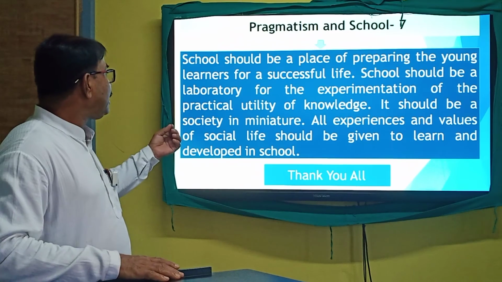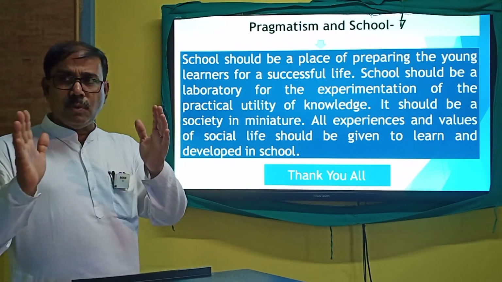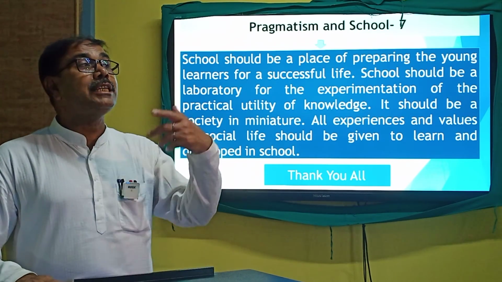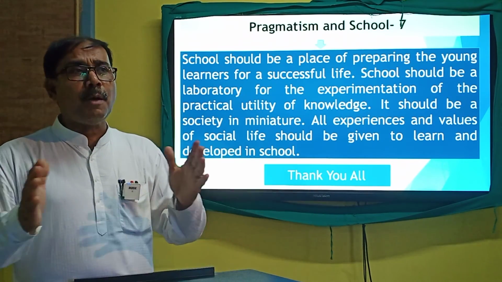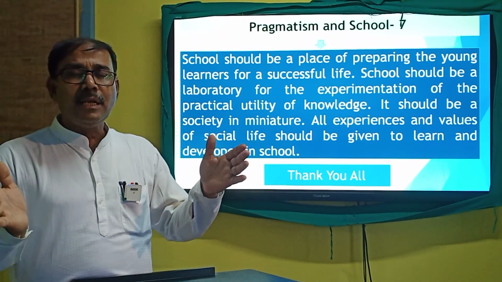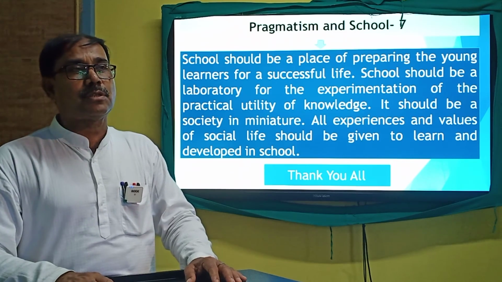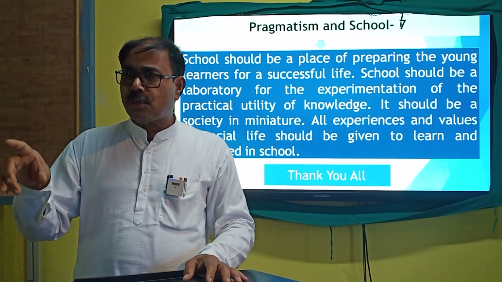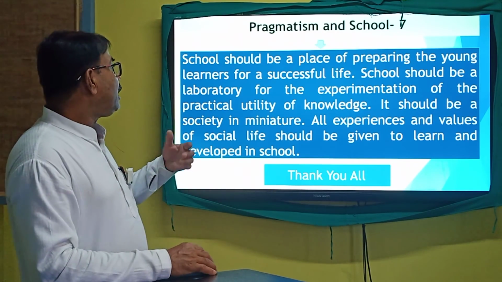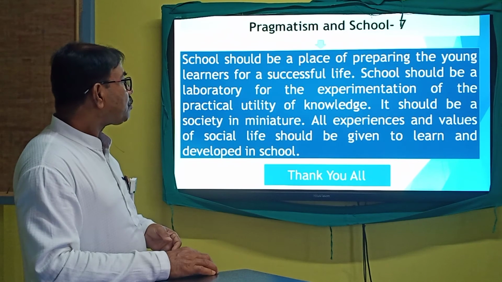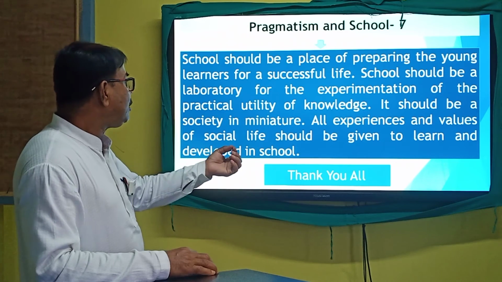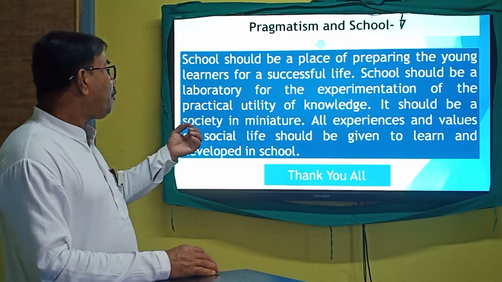It should be a society in miniature. Our school should be a small society where we can get all information relating to social life. Students from various segments of society come to school and make a new society in a particular class. From various parts of society they come and become a very important group. They are a miniature society. All experiences and values of social life should be given to learn and develop in school.